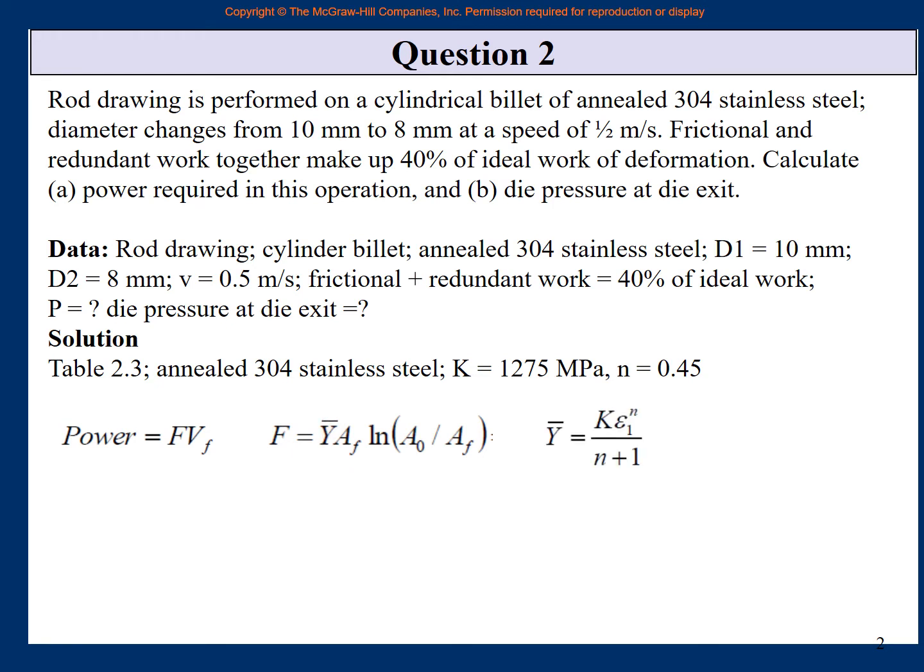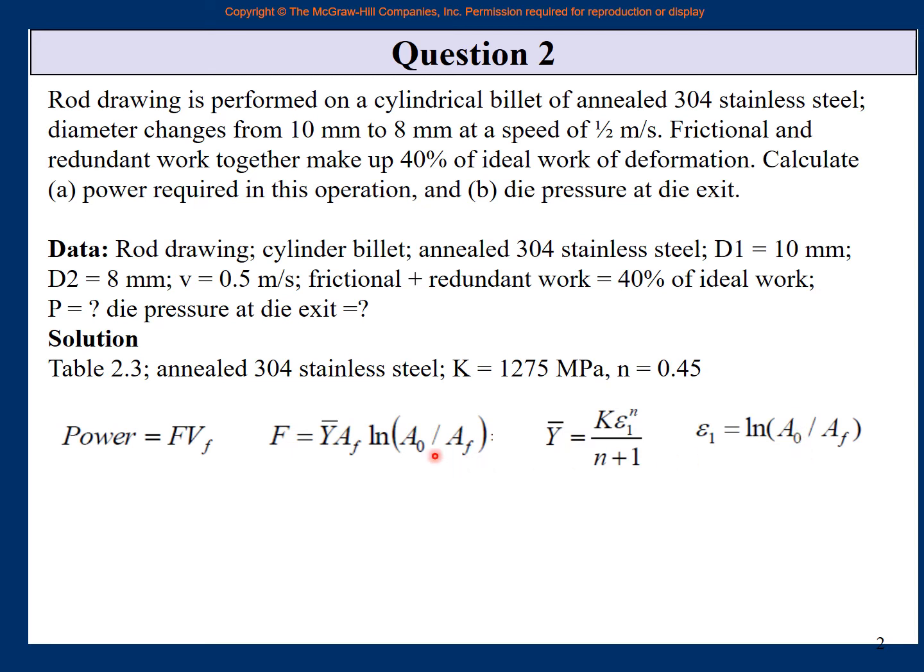Y bar we know is K epsilon to the n upon n plus 1. Do we know n? Do we know K? Yes, now we know these values. Do we know epsilon? No, we have to find it out. So epsilon is ln(A0/A_F). When a cylindrical billet is changing from initial area to final area, then it is ln of A0 by A_F.